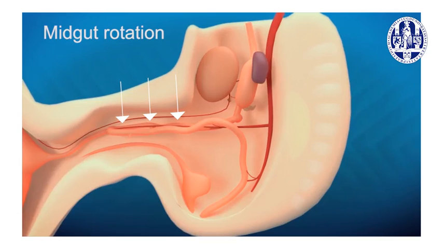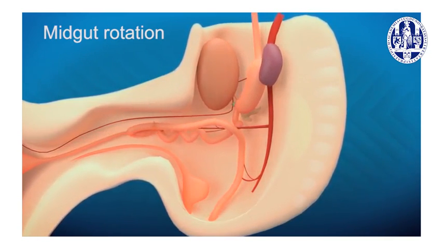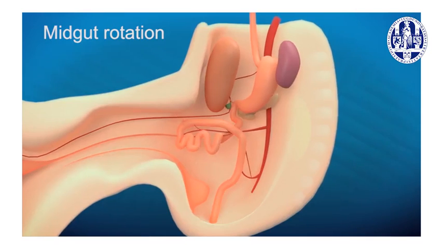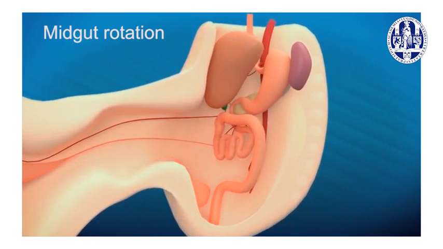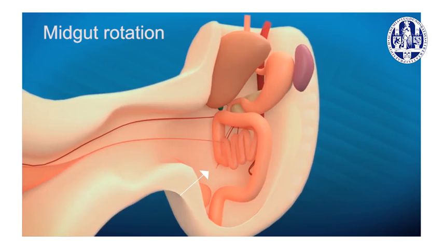The upper or cranial part of the tube will develop into the majority of the jejunum and ileum. The lower or caudal part of the tube will largely give rise to the ascending and transverse colon. Note that the connection between the ileum and cecum is here, just around the corner.